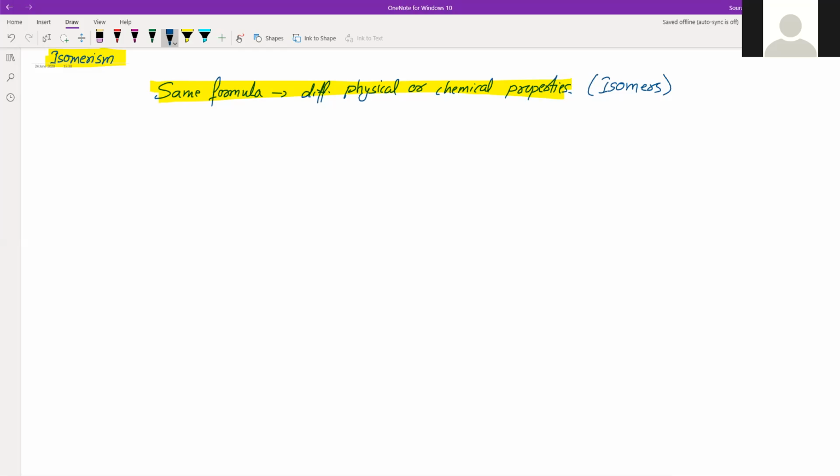Right? Now there are different types of isomerism and isomers. So we divide these isomers into different categories. The first division is the main division, which divides into two categories. One type is structural isomers, and the other type is called stereoisomers. So what are structural isomers?